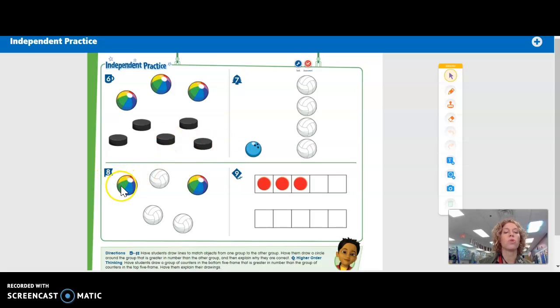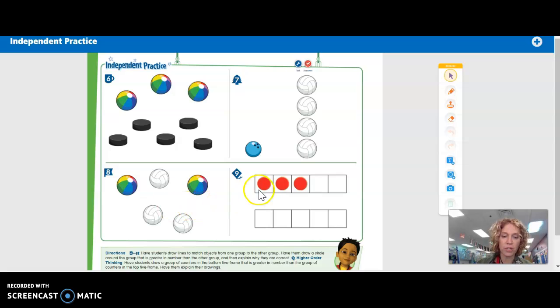Now look at number 8. We're matching up beach balls and volleyballs. So you have to match them up, and whichever one has extras is the one that's greater, the group that's greater. Number 9 is going to be a little bit different.